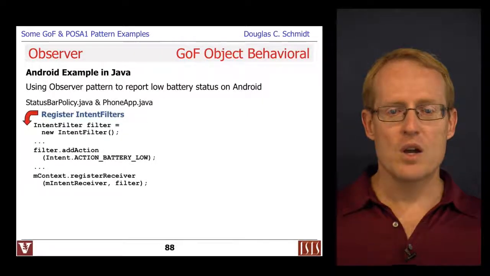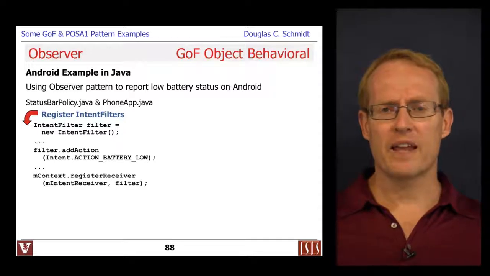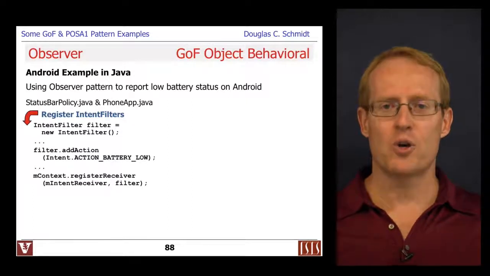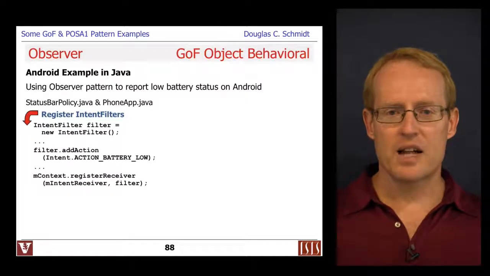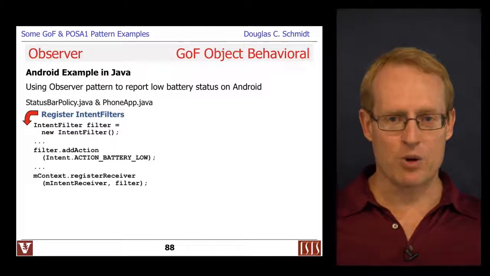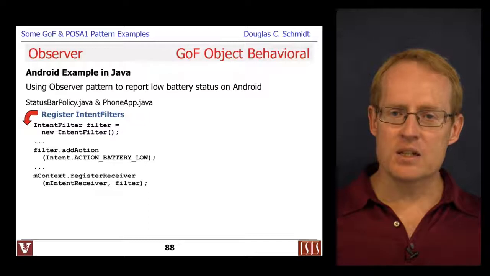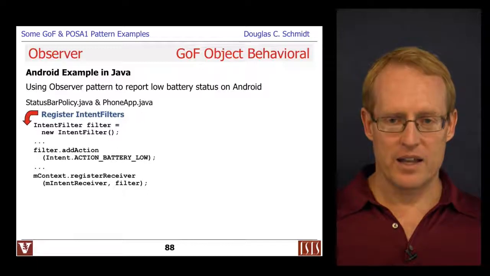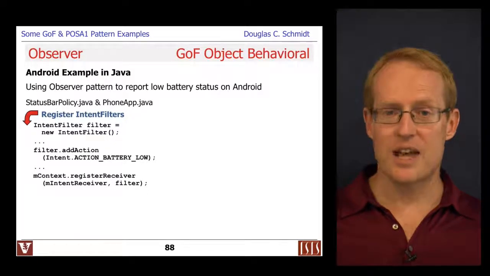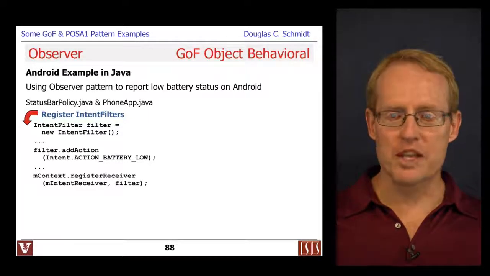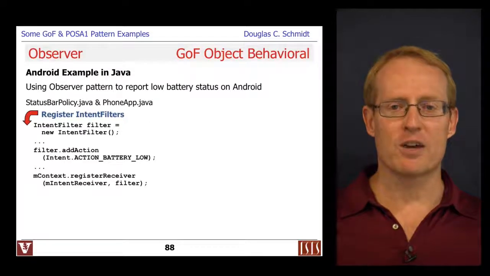So let's take a look and see how we might implement this pattern in Android. I went to the Android source code and just extracted little snippets of code that you can find if you poke around in the source. For example, there's a couple of files called status bar policy and phone app, which are part of the main Android release. And these application classes register intent filters for various types of things they're concerned with. In this particular case, they might register for the intent action battery low, which says, please call me back when the battery gets low.